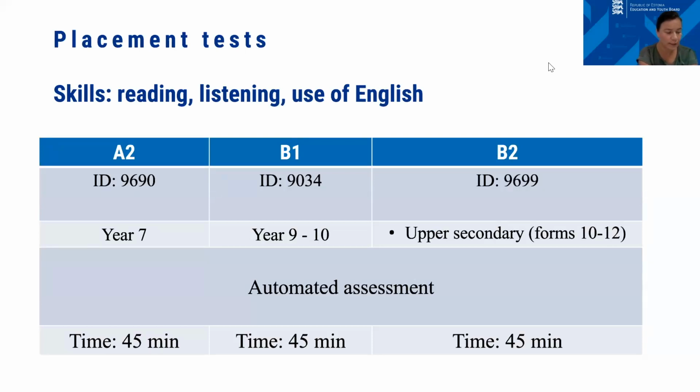A2 level test is meant for year 7, for example, and it has A2 level tasks in it. The aim is to test the understanding of the main idea of the text, finding information, using grammar forms, and so on. B1 level test is meant for students who have reached B1 level, so let's say year 9 and 10 students. And a B2 level then for upper secondary students.